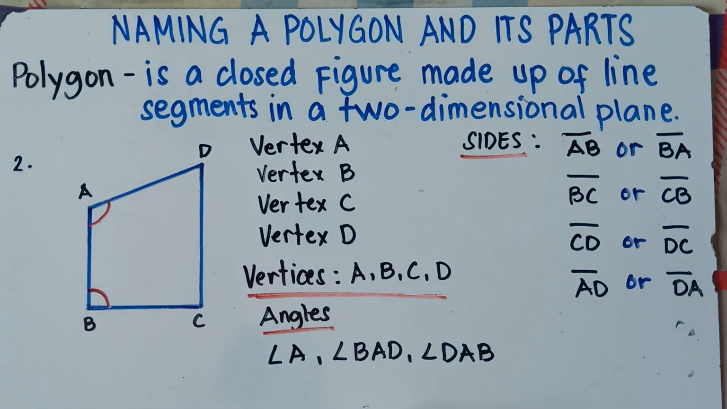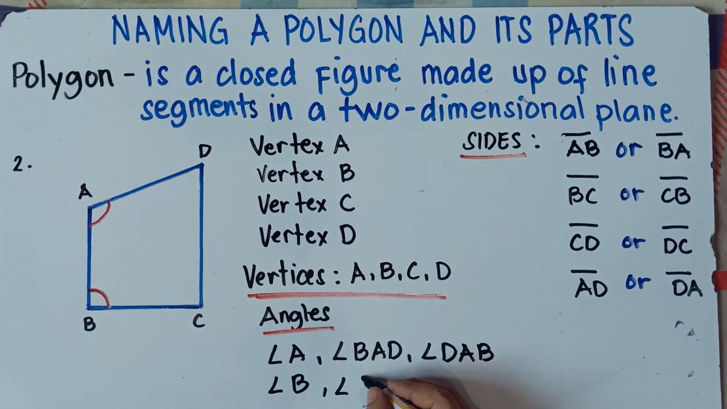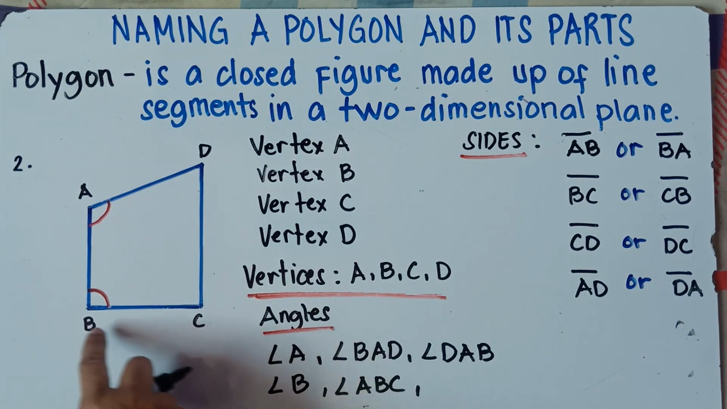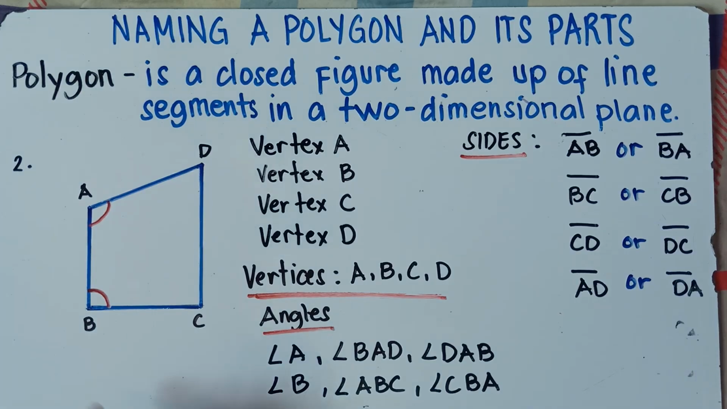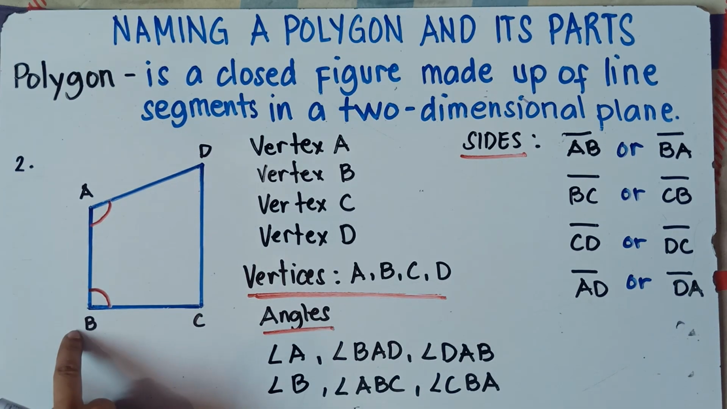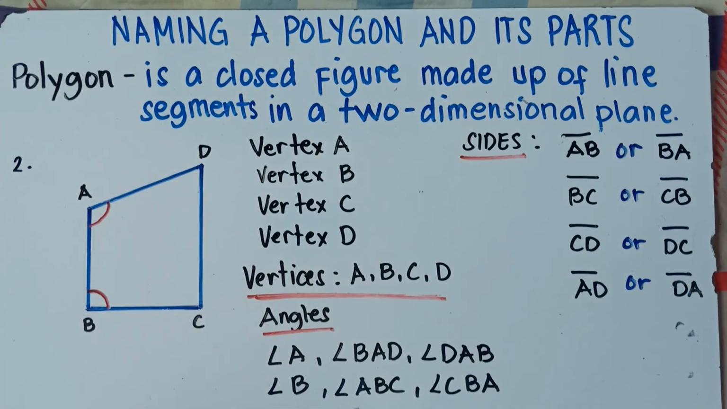Alright, and we also have this given angle, angle B. So we can read this as angle ABC, or angle CBA. Once again, just make sure that B is the center part of these 3 vertices. So ABC or CBA. Alright, so we're done with the second angle.